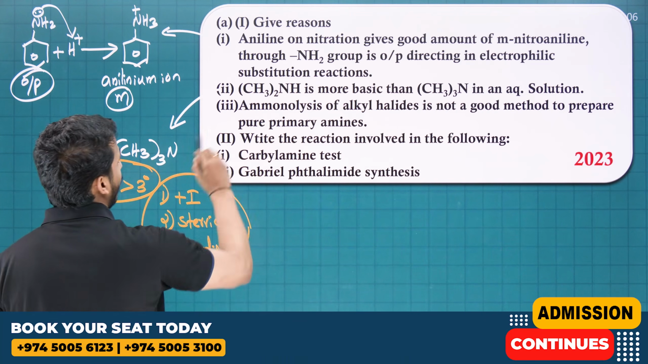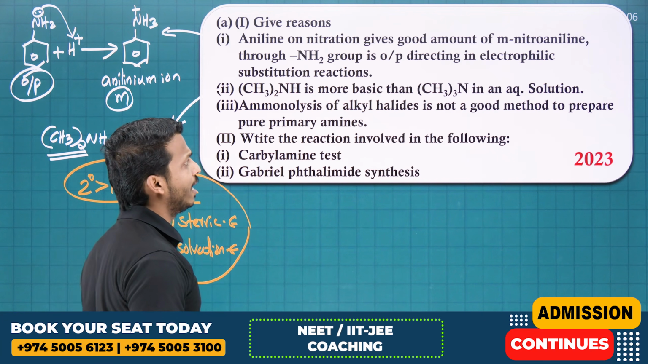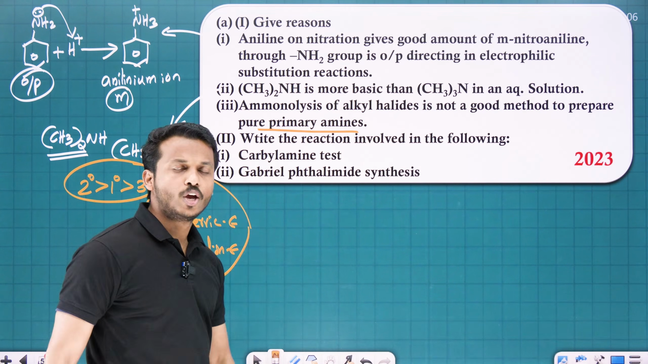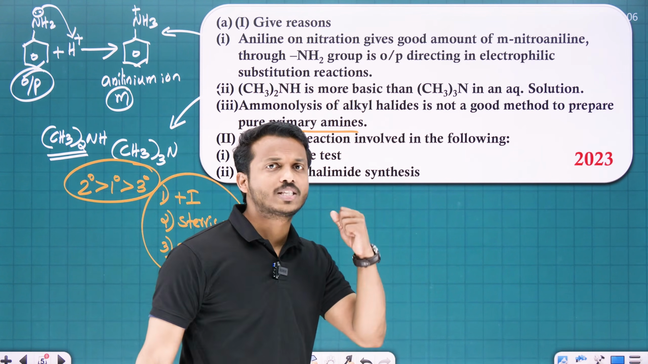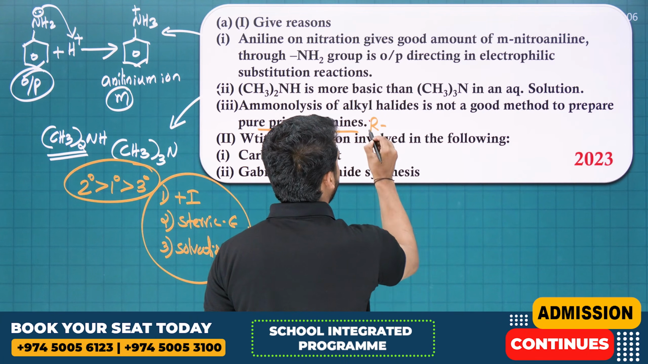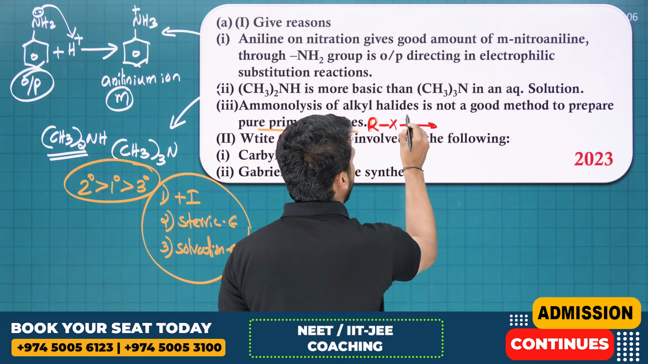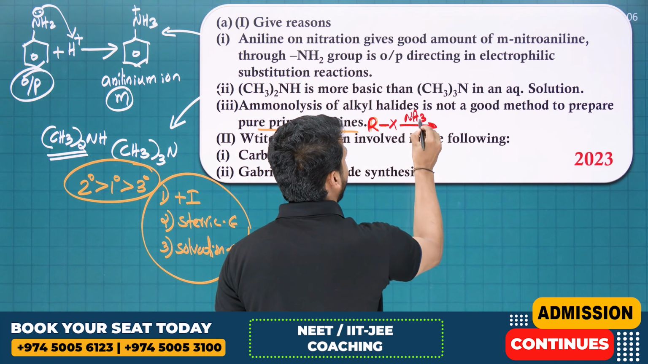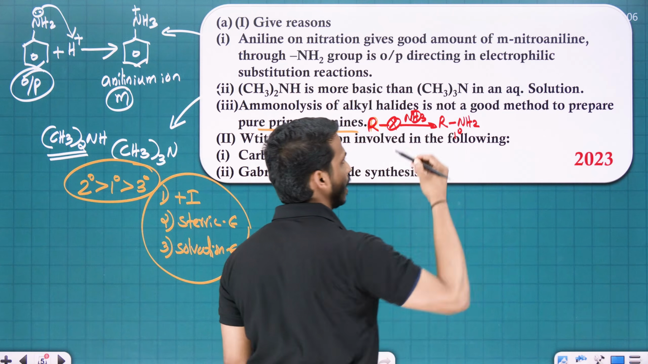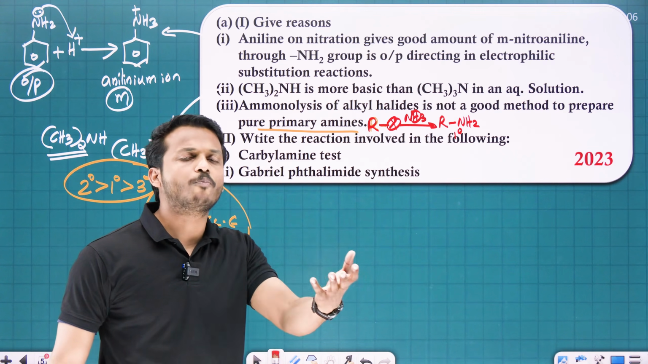Next one. Ammonolysis of alkyl halide is not a good method to prepare pure primary amine. You know very well, in the ammonolysis reaction, first we react the haloalkane with ammonia. What happens? HX goes out, you will get RNH2. What is RNH2? Primary amine. But you know, it won't stop with the primary.